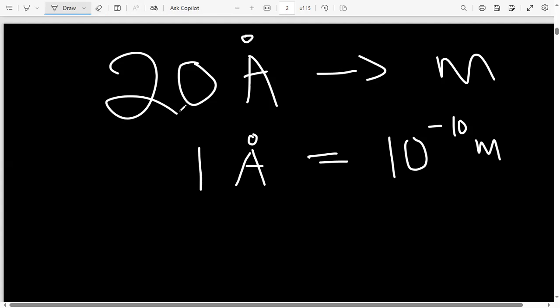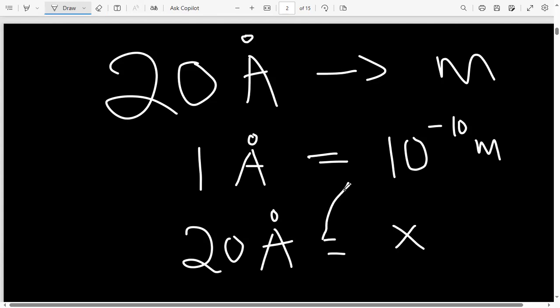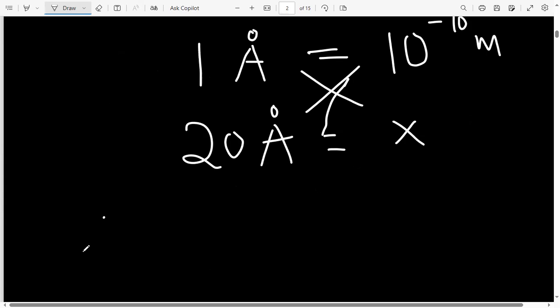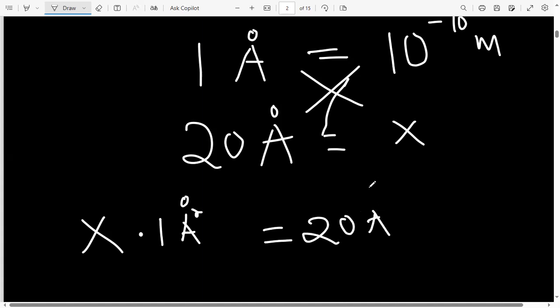So here we have 20. We can use cross multiplication to convert this to meters. What about 20 angstrom? You put x there and then cross multiply. So x multiplied by 1 angstrom is equal to 20 angstrom multiplied by 10 to the power minus 10 meters.